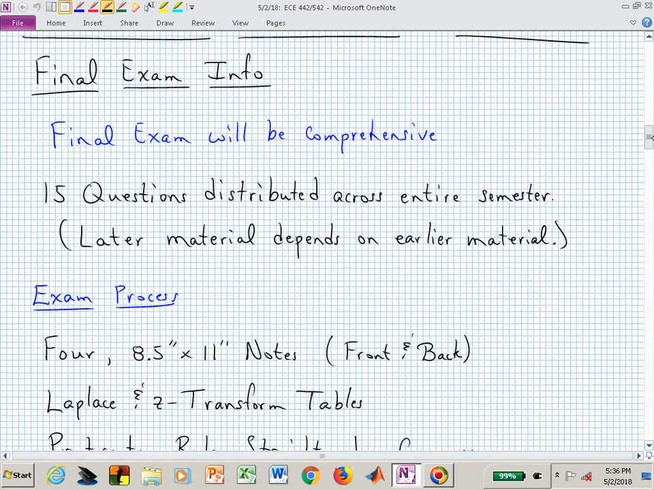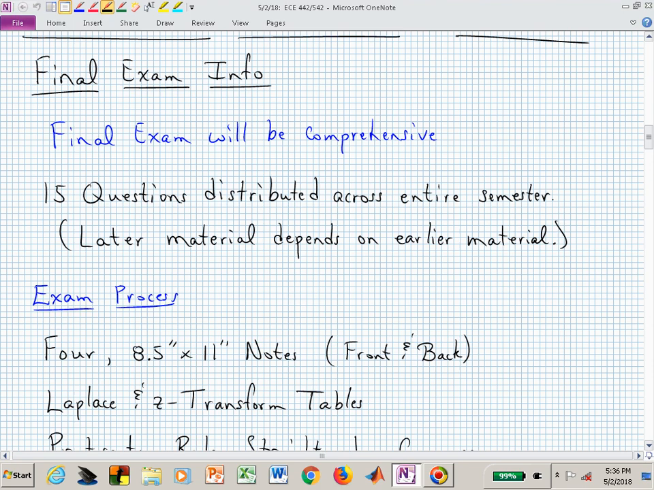Probably what you're more interested in right now is the final exam. What do I need to know for the final? The final will be comprehensive. It will be 15 questions, and before you start getting too nervous, a lot of our midterms have been 7 or 8 questions because they have multiple parts to them. So don't get too hung up on the 15.